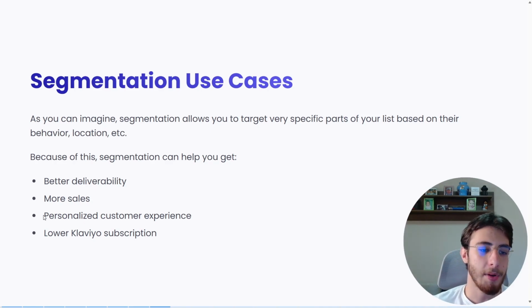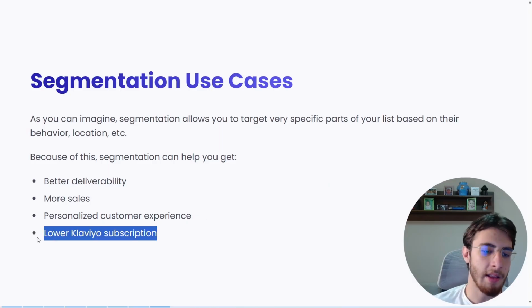Okay. Personalized customer experience, I already explained that briefly with location. That was an example, but other stuff is also applicable, but that's up to you really, because it can get very, very specific based on your business. And then lower Klaviyo subscription.